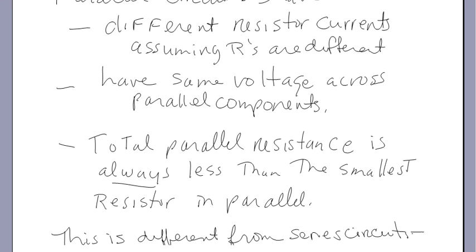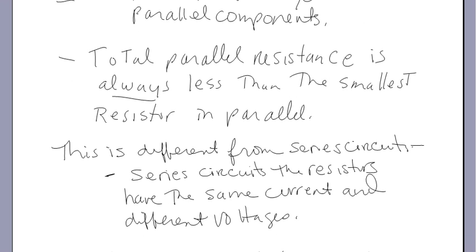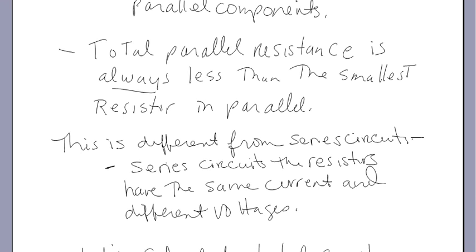The total parallel resistance is always less than the smallest resistor in parallel. So this is a good check that you can use when you have resistors in parallel and you use the formula to calculate the parallel resistance. The total parallel resistance must always be less than the smallest resistor in parallel. So if it doesn't come out less than that number, you did the math wrong. Okay, this is different from series circuits. Series circuits, the resistors have the same current and different voltages.